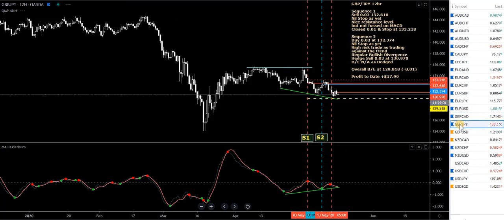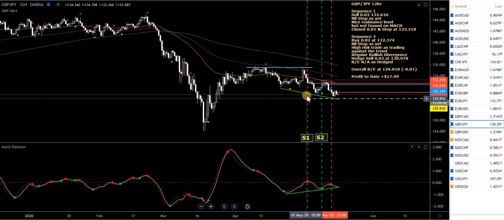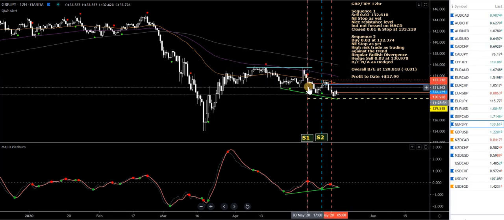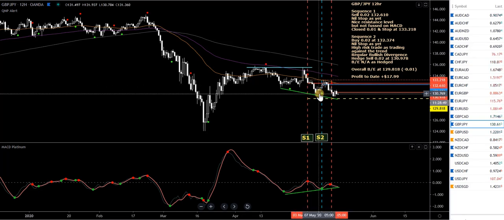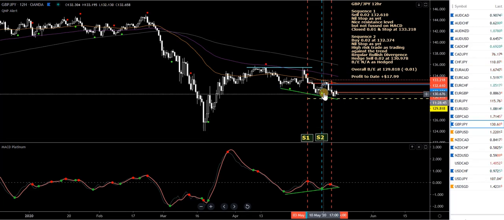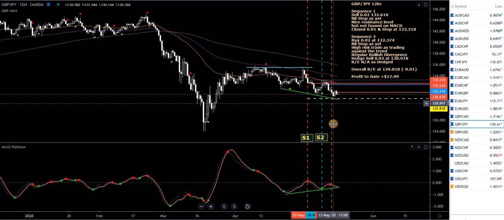Pound yen. Righto, we're in sequence 1. There's a sell, that's up here. We've already closed half, and I've got a stop in place. So that's all good. I'll start a new sequence. Sequence 2 was a buy. Started up nicely, but then just rolled down to the downside. So then I took a hedge sell on that.